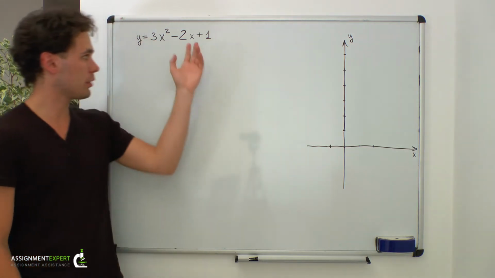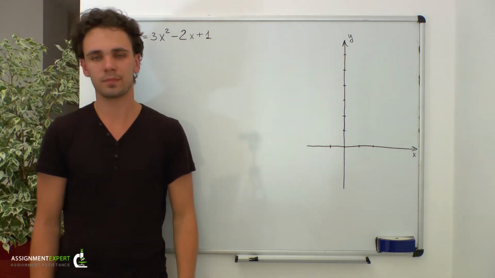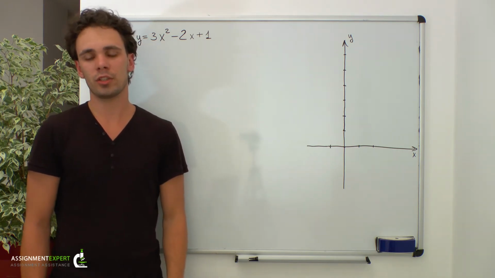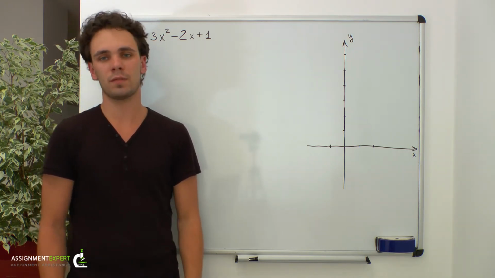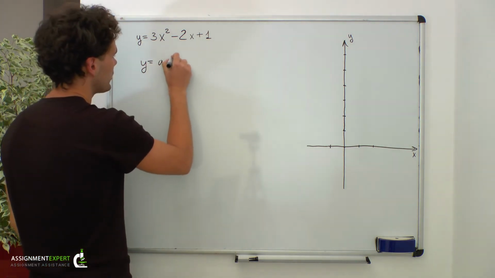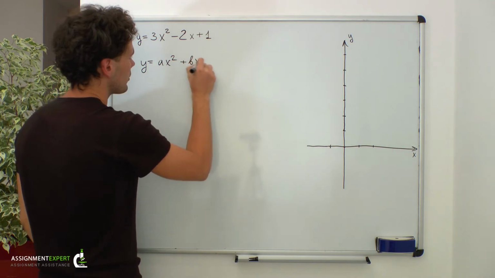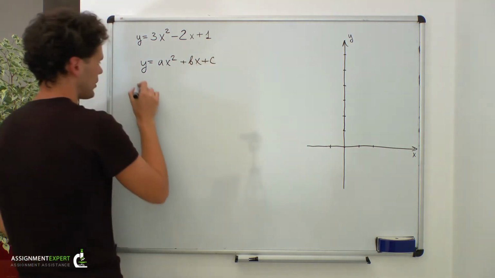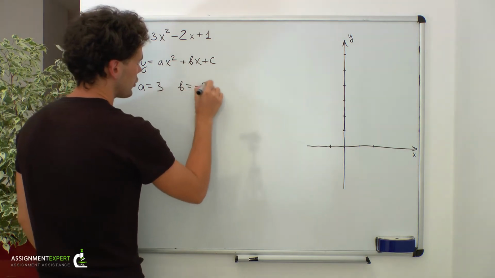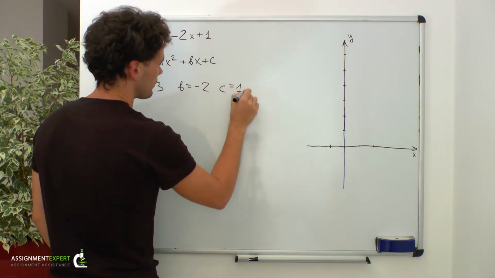Suppose we're given the following equation and we need to graph it. Here we're dealing with a quadratic function. Recall that the general equation of a quadratic function is the following: y equals ax squared plus bx plus c. In our case we have a equal to 3, b equals -2 and c equals 1.